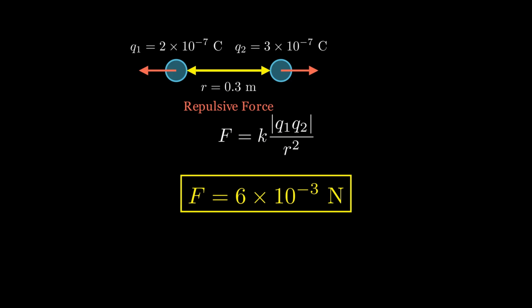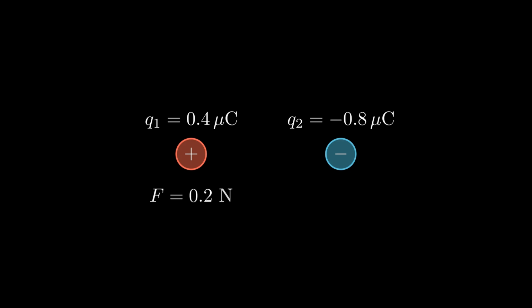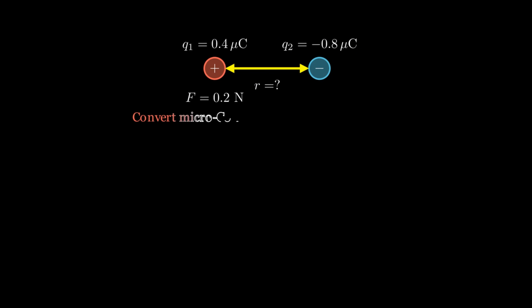Our second problem is a little different. We have charges 0.4 microcoulombs and 0.8 microcoulombs. We know the electrostatic force between them is 0.2 newtons. Our job is to find the distance r between them. First step, always check your units. We have microcoulombs and we need coulombs. Remember, micro means 10 to the power minus 6.